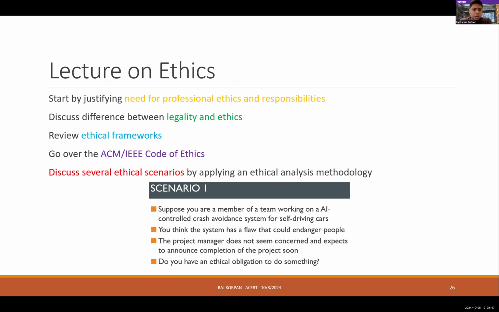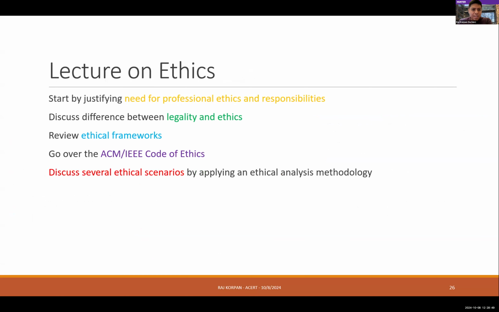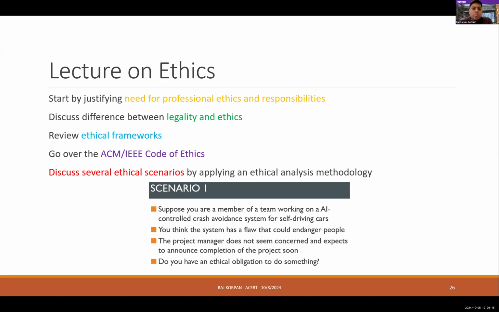I also do a lecture on software engineering ethics, which talks about why there is a need for professional ethics, drawing parallels between software engineering and other disciplines that have their own professional ethics, doctors, airline pilots, and so on. What's the difference between legality and ethics, going over ethical frameworks. There's a code of ethics within our discipline. And finally, we go through some different ethical scenarios by applying some ethical analysis methodology.